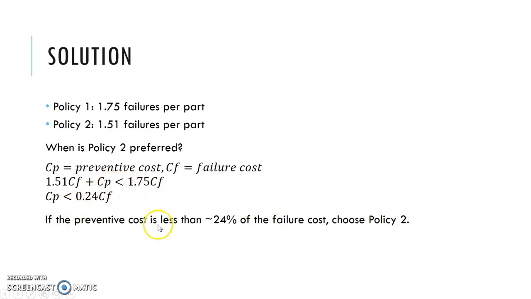So basically down here, this line right here, if the preventive cost is less than about 24% of the failure cost, choose policy 2. So say to prevent it costs $30, but for failure it costs $100, then you would choose policy 1.